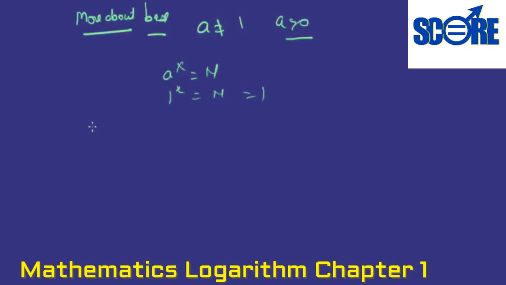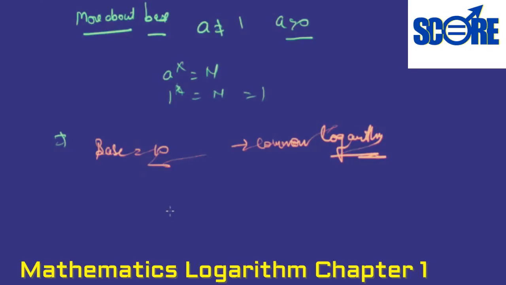So we generally say a should not be equal to 1 because we are not getting any value of x over here. And similarly we will not say that a should be negative. a should be positive and not equal to 1. In general, whenever we write the logarithm, we use the base 10. Whenever there is nothing written in the question, we assume the base as 10. This is called the common logarithm.